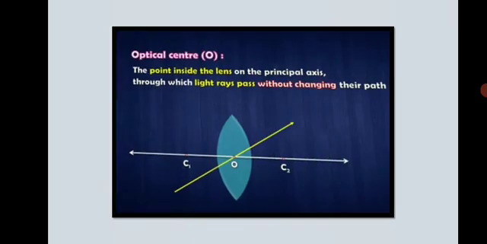Then the fourth concept is optical center, O. The point inside a lens on the principal axis through which the light rays pass without changing their path is called the optical center of a lens, and it is denoted by O.